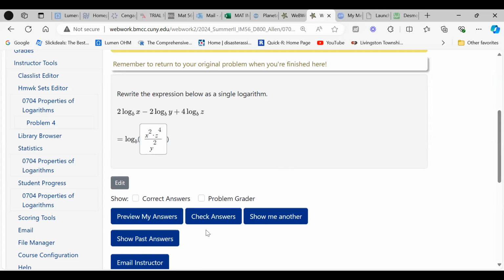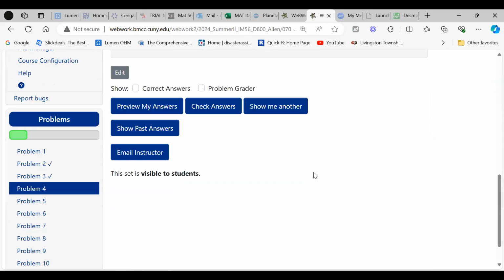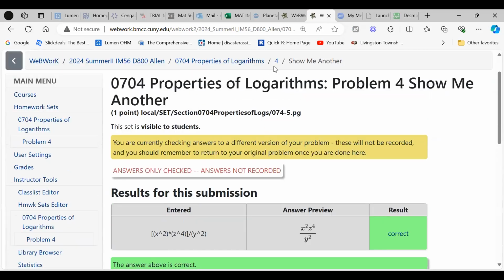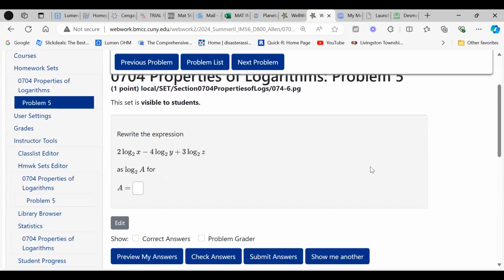That should be the answer. Check it. Yeah, it's good. And this is a similar one. I'd like you to try, right? You're going to turn it into log 2a and figure out what a is here.